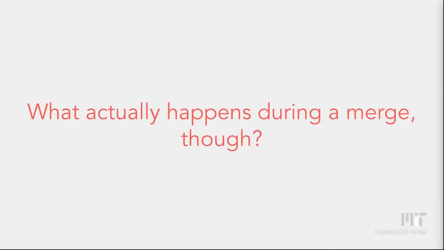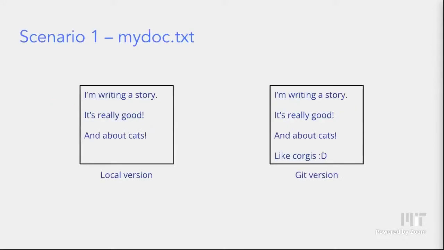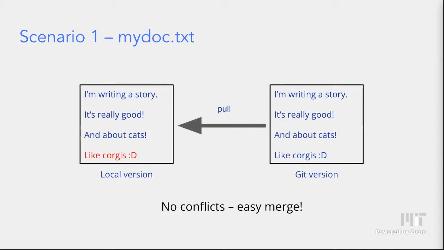So what actually happens during a merge though? We kind of abstracted that away. Let's actually look into what happens. Back to my doc. On the left, we have Ben's local version. On the right, we have the version in the Git server. As you can see, there is a single difference. It's just the fourth line. In this case, if Ben pulls, Git simply applies that fourth line. There's no conflicts. It's pretty simple. It's just adding that one change.